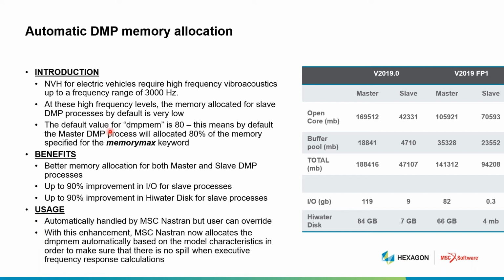So here is the comparison. For the master and slave, the memory allocation is way less here. The high water disk is 4 MB for the slave, whereas in the 2019 version it was 7 GB, and 84 GB for the master, whereas it is 66 GB for the master in the 2019 FE1 and 2020 versions.